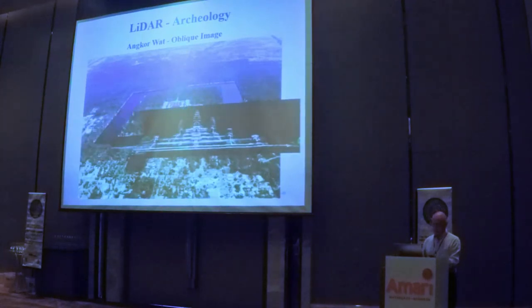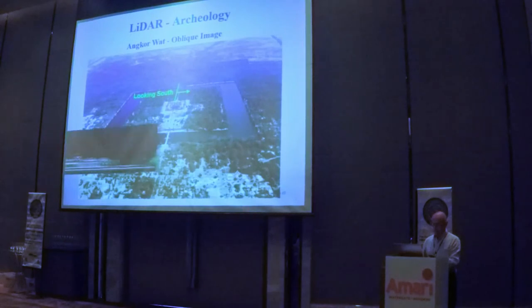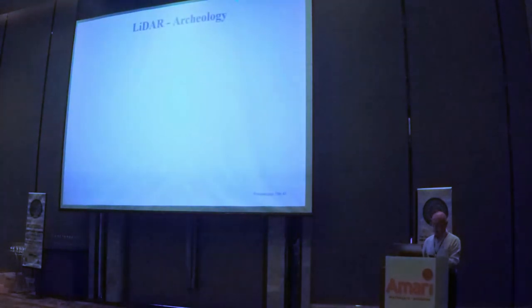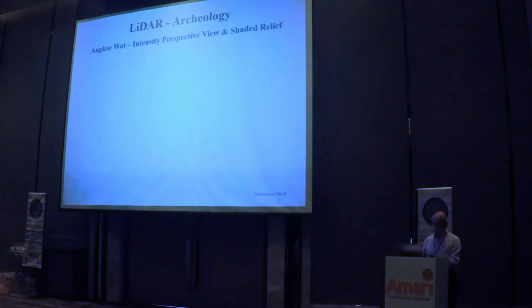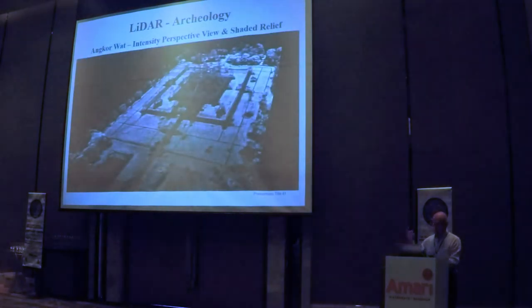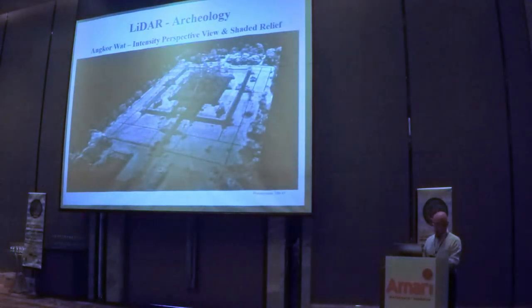There you go. Each one shows different aspects and points of view. This is what it can already describe. This is an intensity image. Intensity is a grayscale, and this is a perspective view, looking from a particular point of view, obviously.